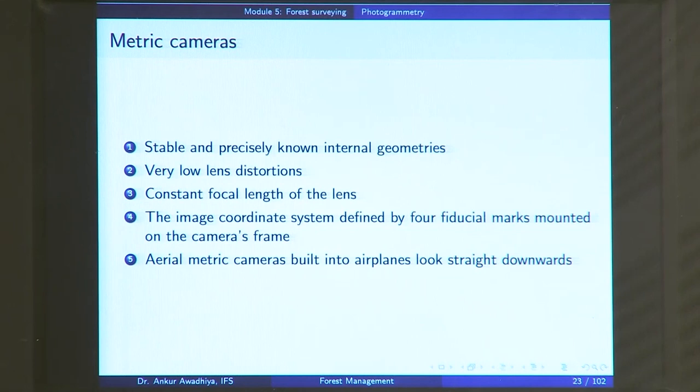The image coordinate system is defined by four fiducial marks mounted on the camera's frame, so that you know the coordinate system, and the aerial metric cameras built into the airplanes look straight downwards. There is a completely vertical orientation of these cameras. So, a metric camera is a camera that is designed to take measurements. The images are very standardized and it is easier to take the measurements.